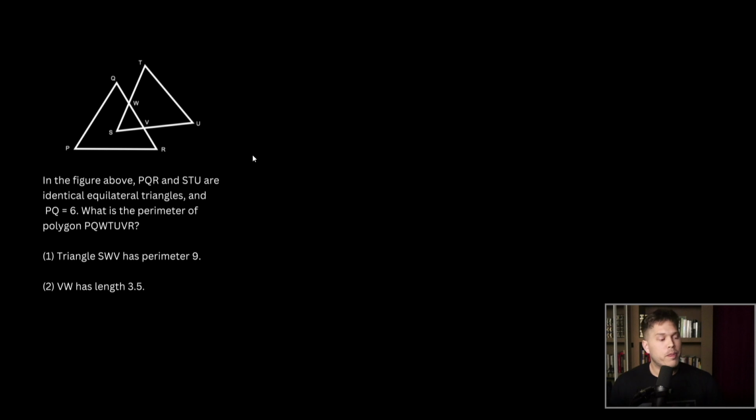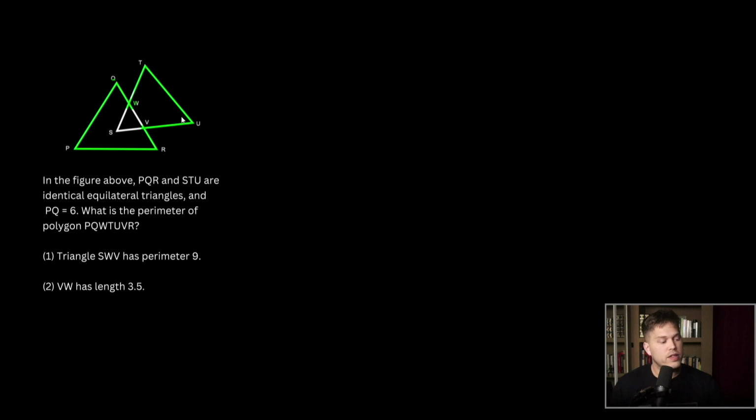In the figure above, PQR and STU are identical equilateral triangles, and PQ is equal to 6. What is the perimeter of polygon PQWTUVR? So we're looking for this perimeter, which I'm outlining now, PQWTUVR, and we want to find it.